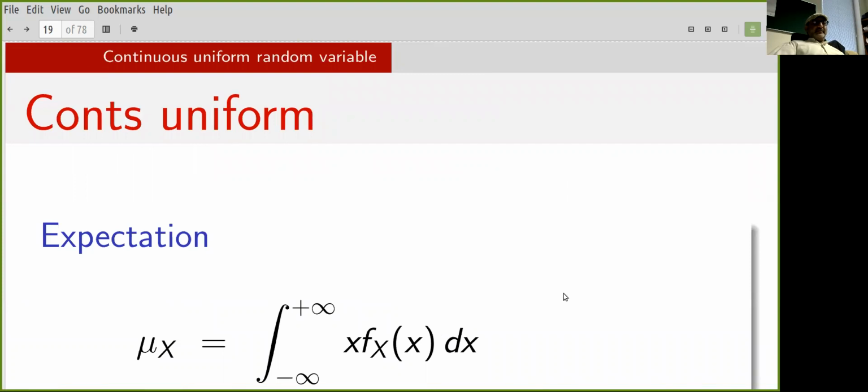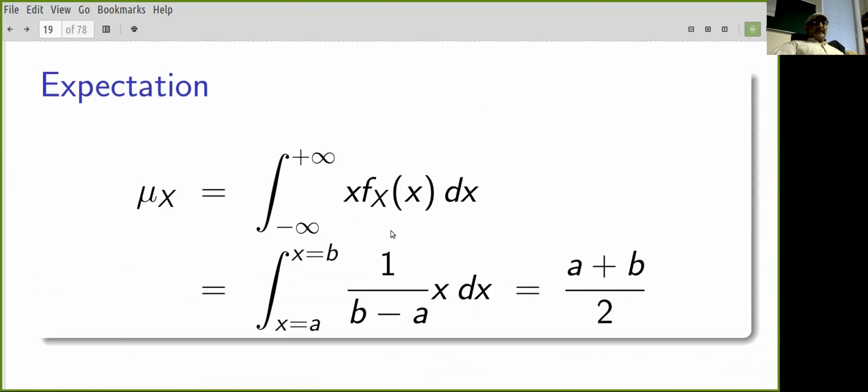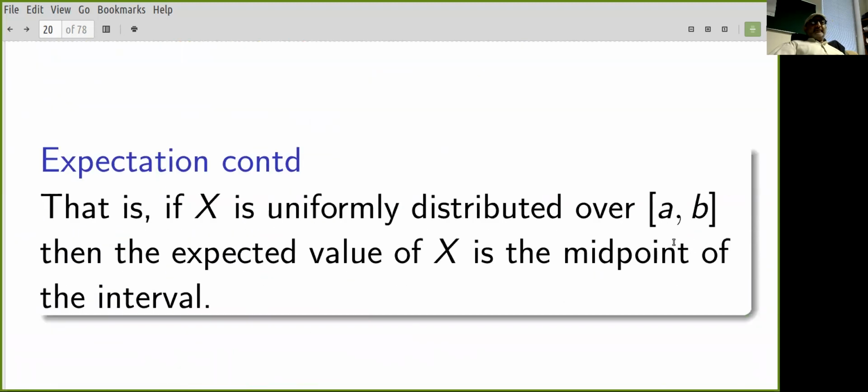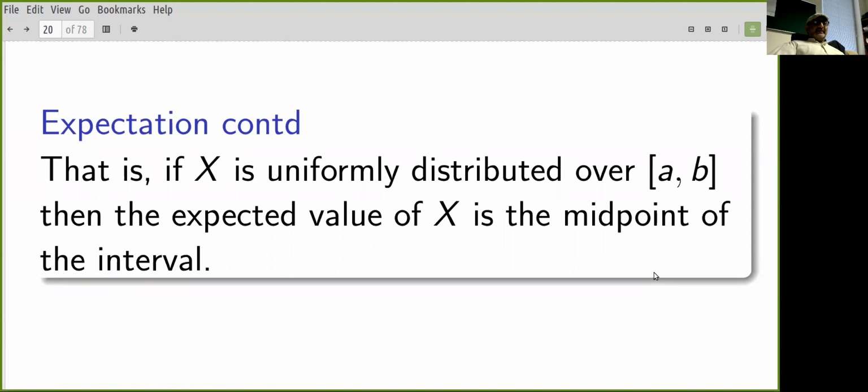So what's the expectation? Expectation of x is the integral from minus infinity to infinity of x times the PDF for x. But this is going to be 0 outside the interval from a to b, so we only need to integrate from a to b, x times the PDF on this interval, which has the form 1 over b minus a, and if we do that, we get a plus b over 2. Okay. So if x is uniformly distributed over a to b, then the expected value of x is the midpoint of the interval.